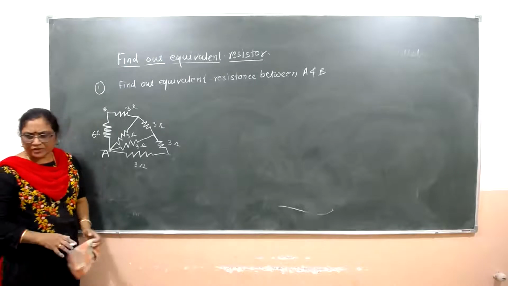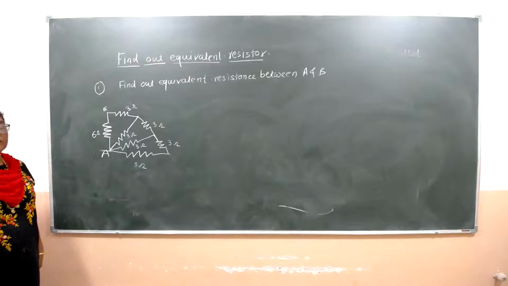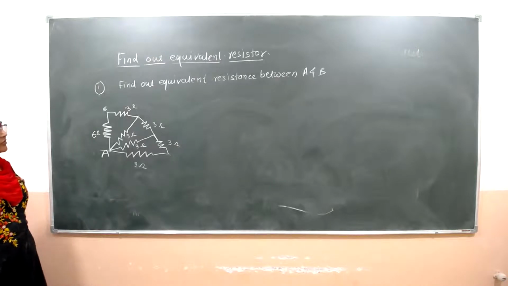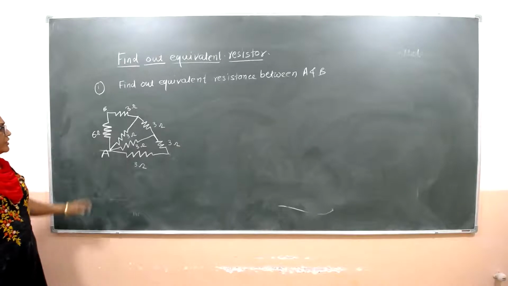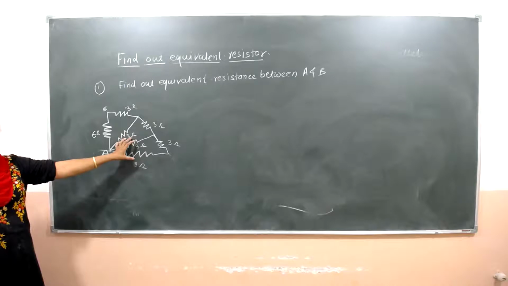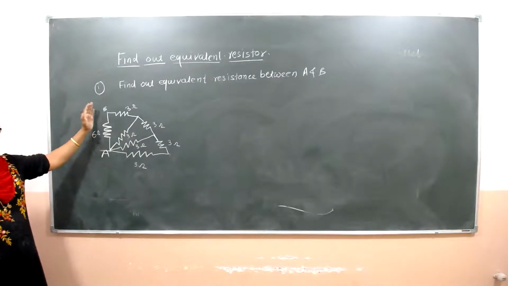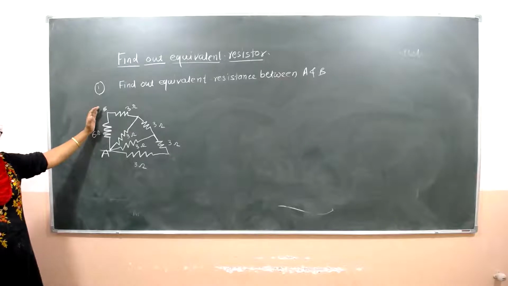Next, this is another type of figure which is given in other competitive exams. This is 6 ohm and the other resistors are 3 ohm. Then what is the equivalent resistor of this figure, or what is the equivalent resistor in between A and B?